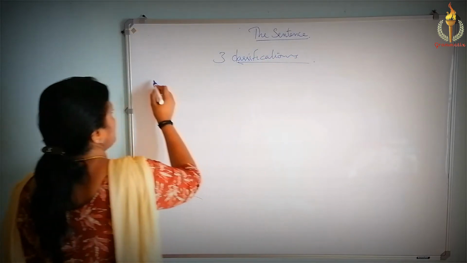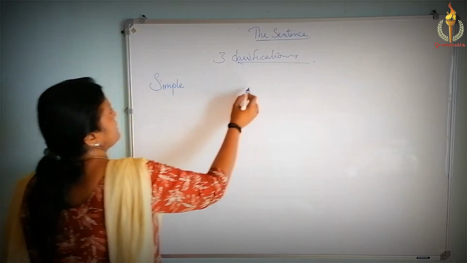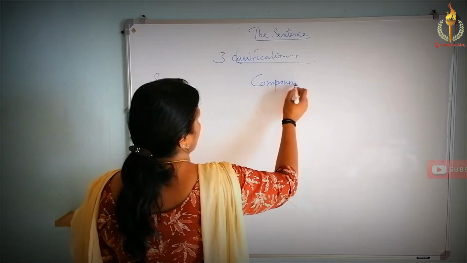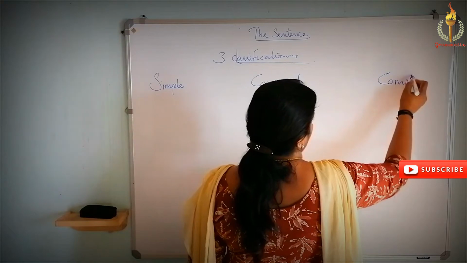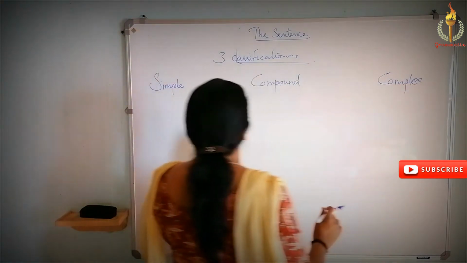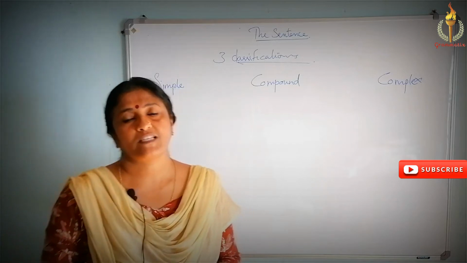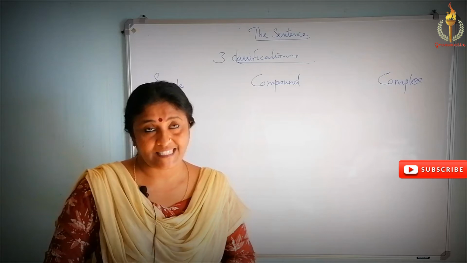Now what are they? First one is simple sentence. The second is compound. And the third one is complex. So simple, compound and complex. These are the three classifications of sentence according to their structure. Now what do you mean by simple sentence?